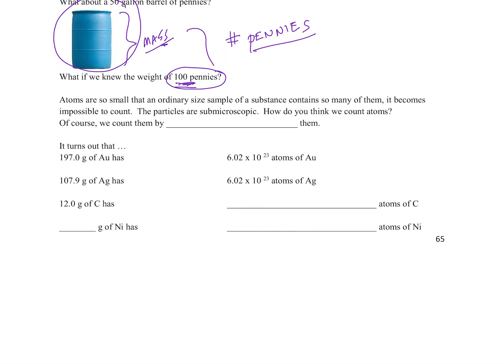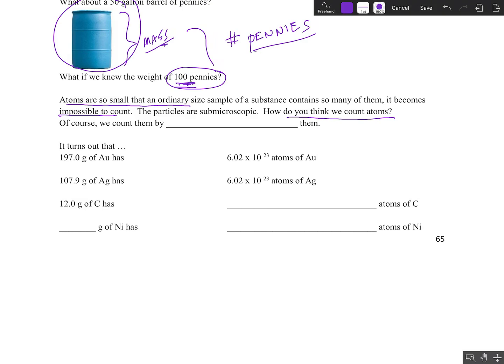Now, we do the same thing in chemistry. Atoms are so small that an ordinary sized sample of a substance contains so many of them, it becomes impossible to count them. The particles are submicroscopic. So, think about this. How do you think we count atoms? Yeah, we don't count them individually. It's impossible to do that. So we count them by weighing them or finding their mass.